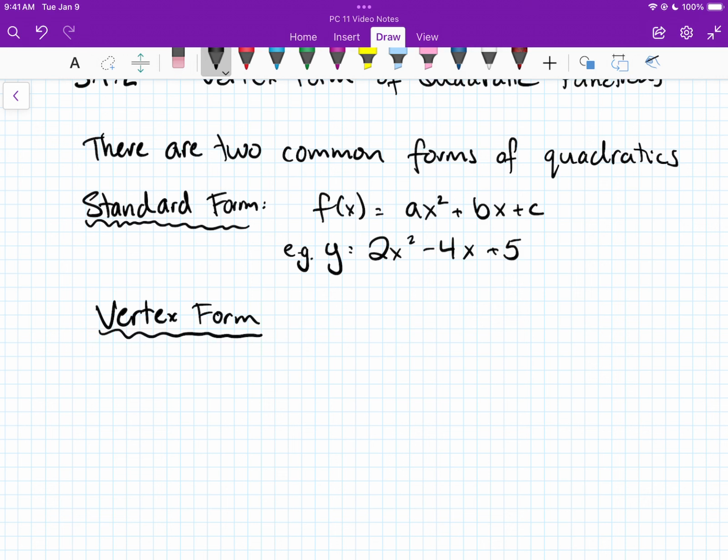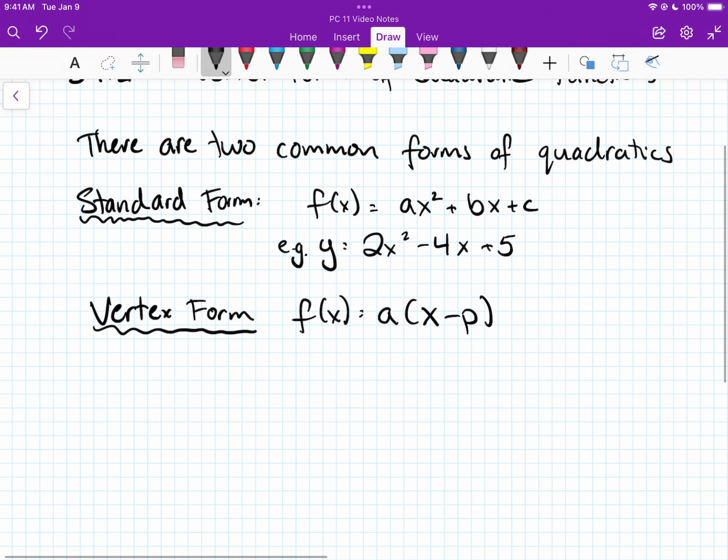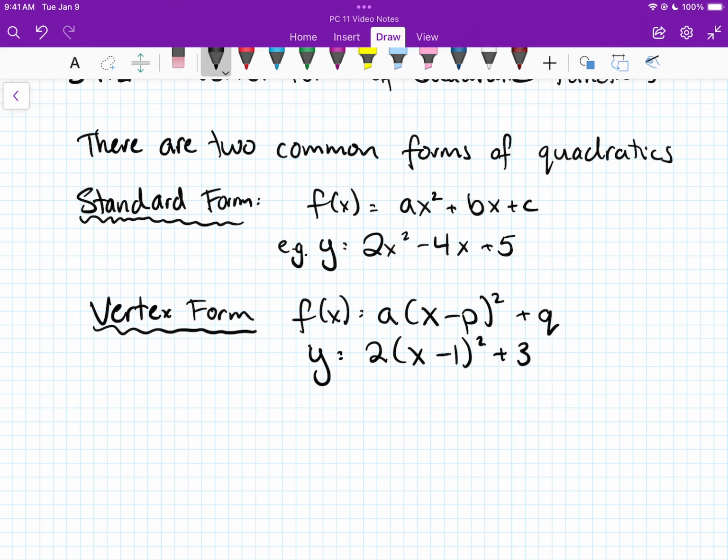Now, if we look at vertex form, it's not going to look as pretty. So it's f of x equals a, and then we've got some brackets in there. So it's x minus p inside of brackets, and then that is squared, and then plus q at the end, where again, a, p, and q are going to be numbers. So if you want a more specific one, you might have something like y equals 2 times x minus 1 squared plus 3. So you look at it, and it doesn't look as nice as standard form, but it does have its uses.